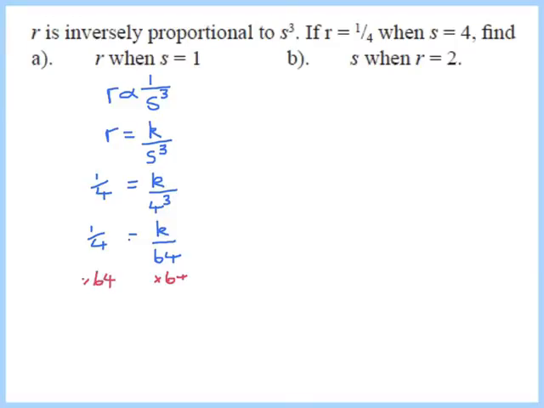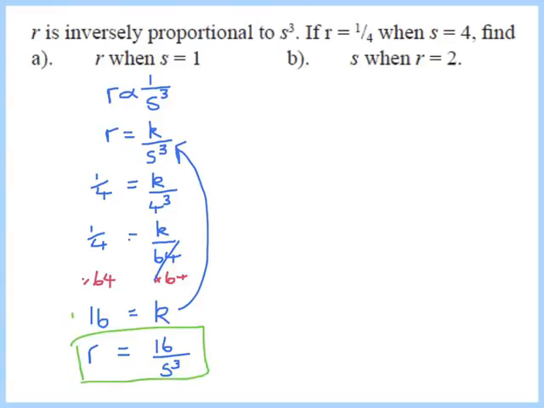And if I do that, I get a quarter times 64, which is 16. On that side I've got rid of the divide, leaving me with just k. So I get that bit, stick that back in there, and get the equation that I'm after. So r equals 16 divided by s cubed, and that's all I'm going to need now to answer these next two questions. So that's the key formula, that's the bit I've got to get before I do anything else. So away we go now. This bit here, find r when s is 1.